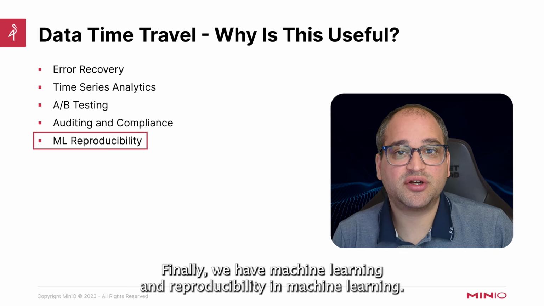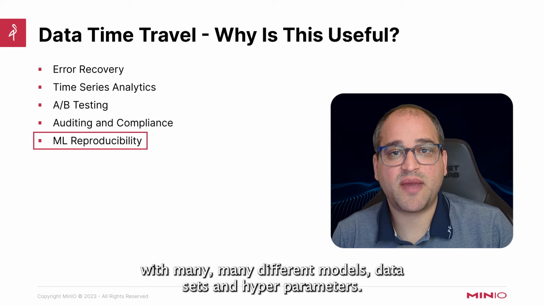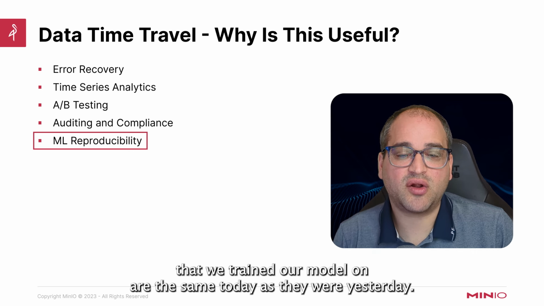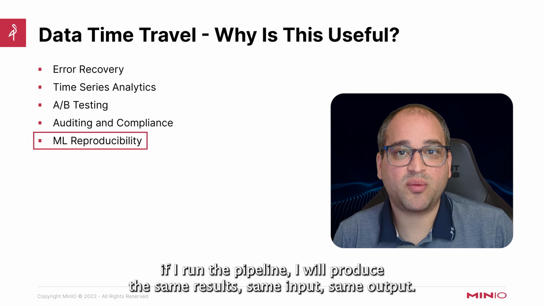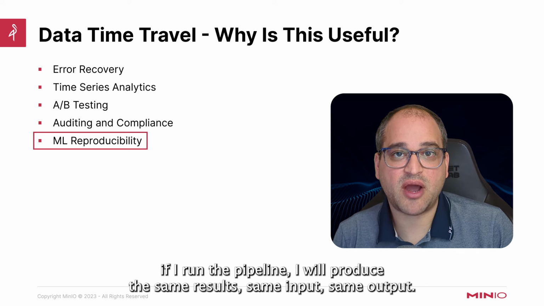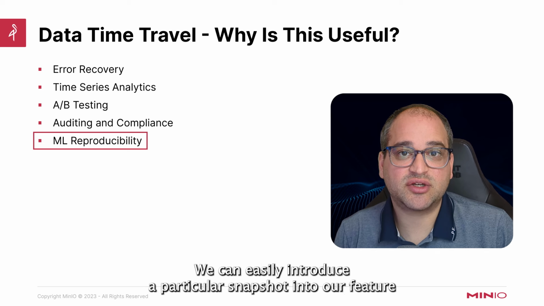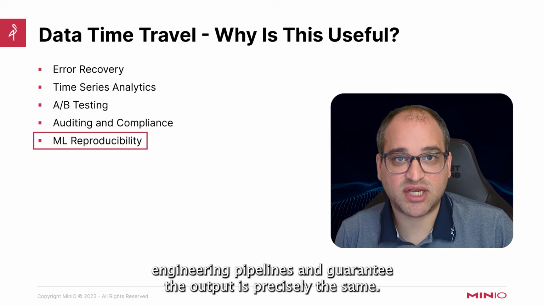Finally, we have machine learning and reproducibility. In machine learning, we're often experimenting with many, many different models, data sets, and hyperparameters. We want to be able to say that the features that we trained our model on are the same today as they were yesterday. If I run the pipeline, I will produce the same results: same input, same output. Again, time travel makes that really easy. We can easily introduce a particular snapshot into our feature engineering pipelines and guarantee the output is precisely the same.